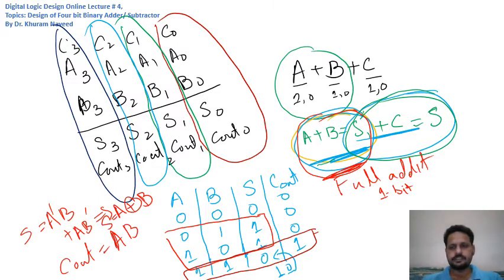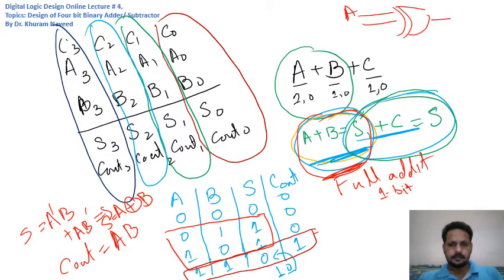तो इसका मतलब ये हुआ कि आपके पास जो सम और कैरी का जो सर्किट है, we can easily draw a circuit for half addition, where the sum can be obtained by using the XOR gate, and the carry can be obtained using the AND gate between the 2 bits, right?